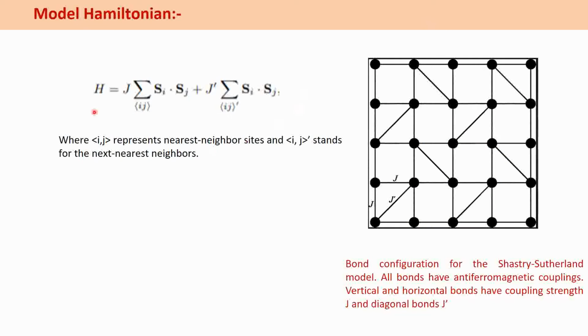Today I am going to discuss the quantum phase diagram of the ferromagnetically coupled Sutherland model. This is our model Hamiltonian, where J represents the nearest neighbor interaction and the next nearest neighbor interaction is represented by J prime.